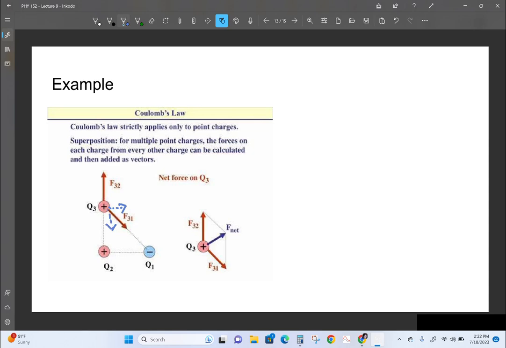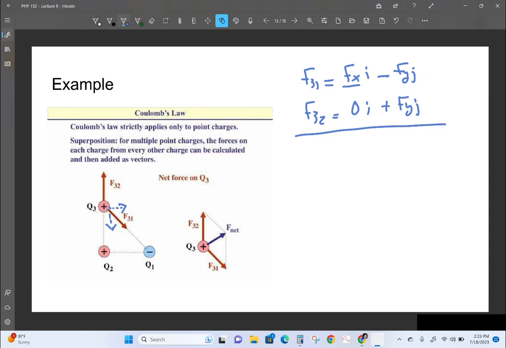So F31, for example, in unit vector notation is going to have some x component in the positive i direction, minus some y component in the j direction. And F32 is simply in the upward positive direction. So it has 0i and it has positive Fy in the j direction.